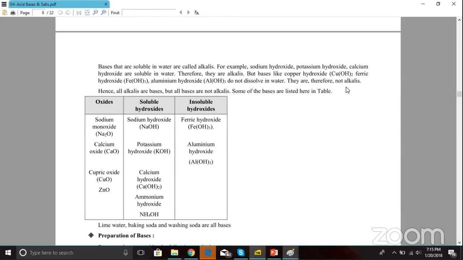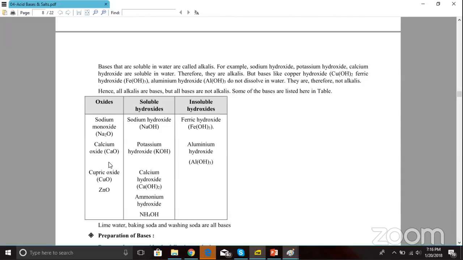The one which can dissolve in water, we call an alkali. The one which does not dissolve in water, we call a base, which is a common term. Examples here: oxides, sodium monoxide, Na2O. When it is soluble in water, we get sodium hydroxide. An insoluble hydroxide is Fe(OH)3. It is insoluble in water.